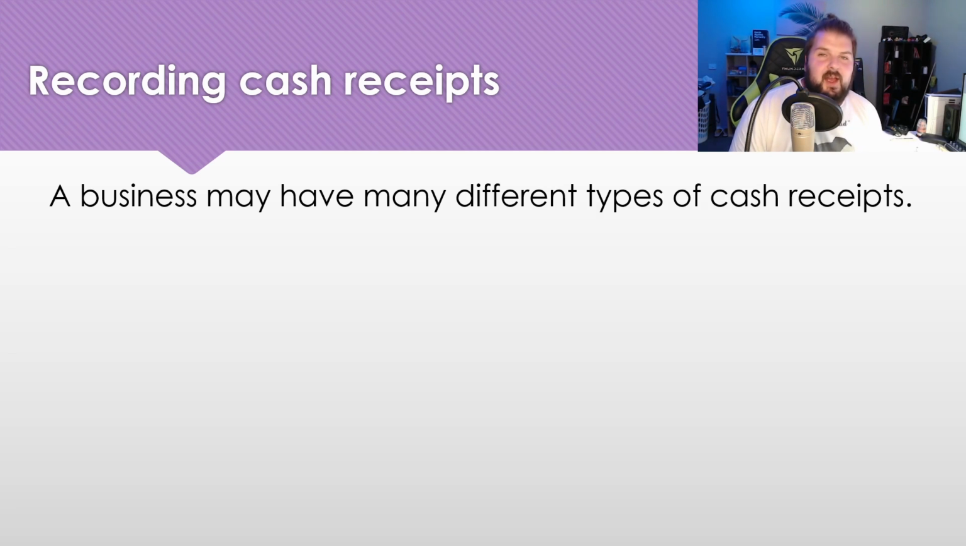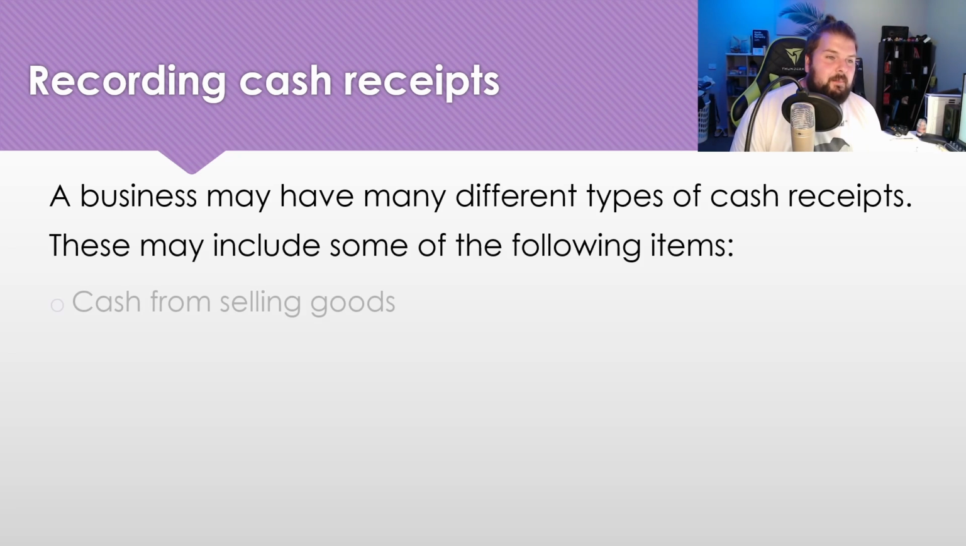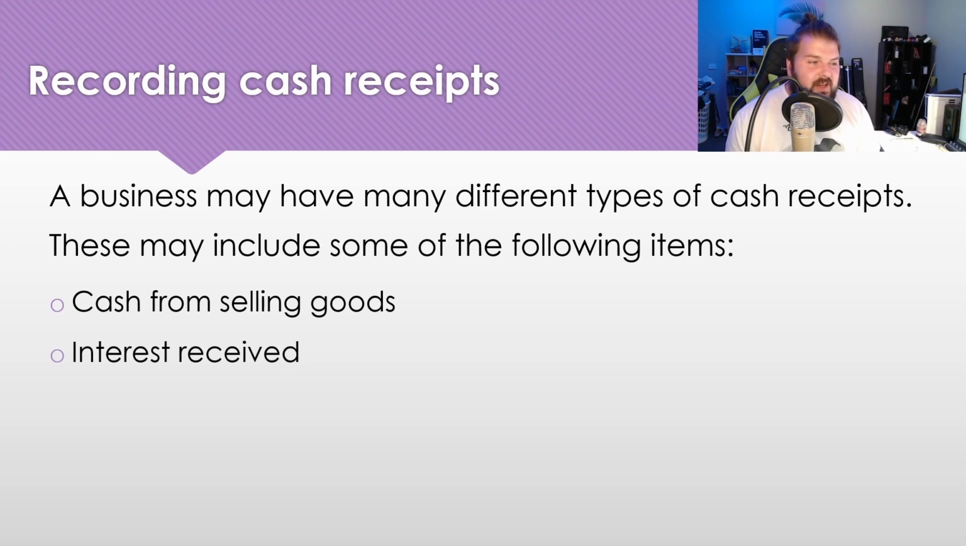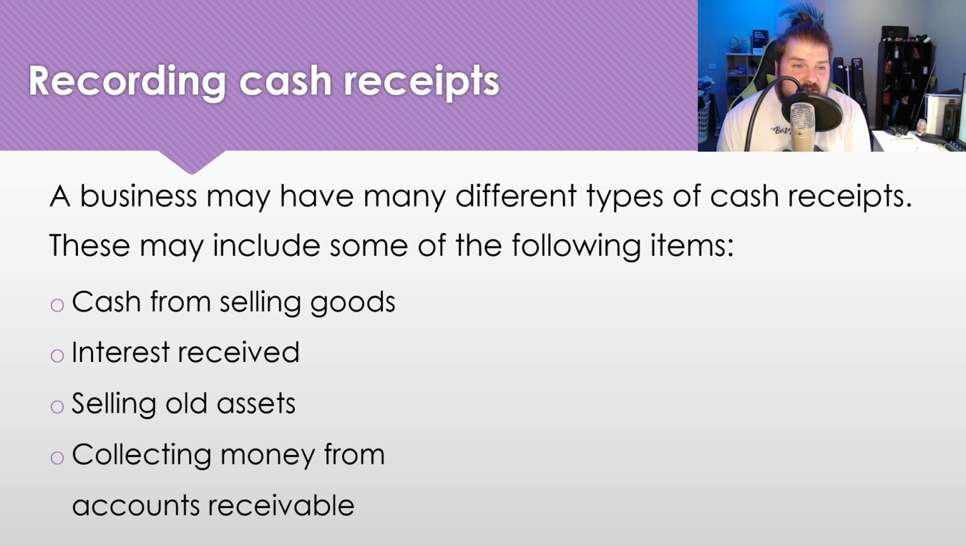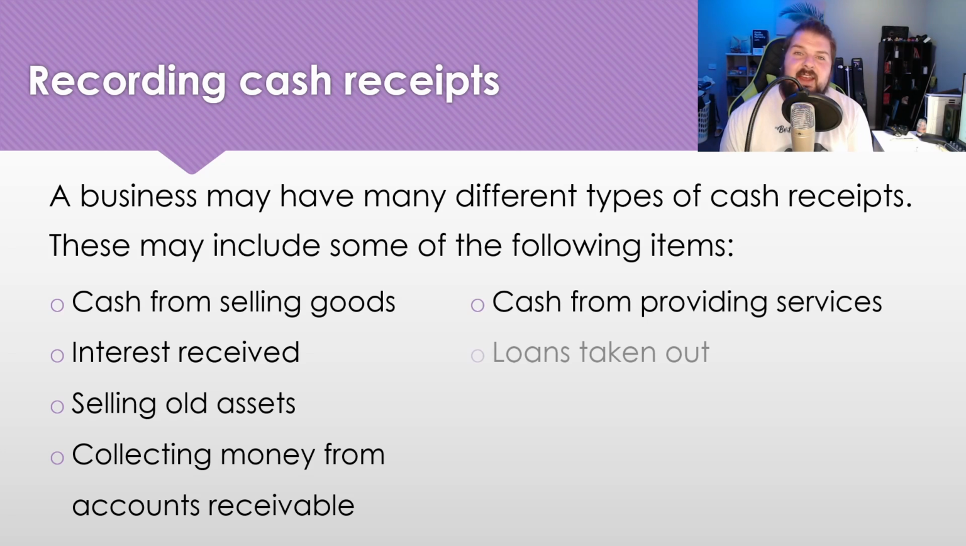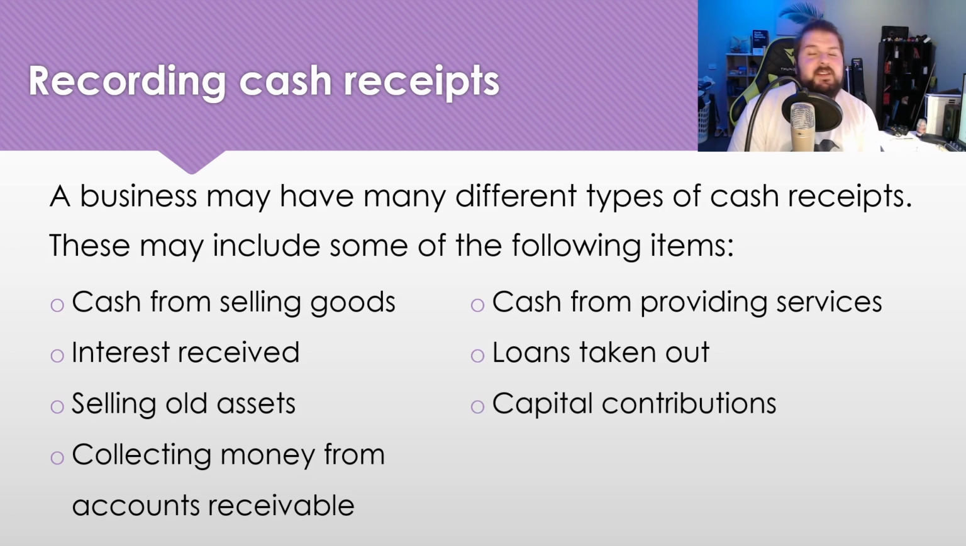As you guys know, we might have a ton of different types of cash receipts. It could be cash from selling goods, it could be interest that we've received, it could be selling old assets, it could be collecting money from people that owe us, it could be cash for providing services or taking out a loan or having capital contributed by the owner. All these different things all have to be recorded in our cash receipts journal, so there's a lot to record at times.